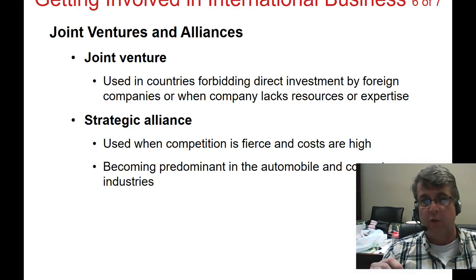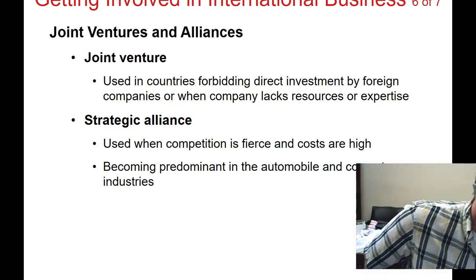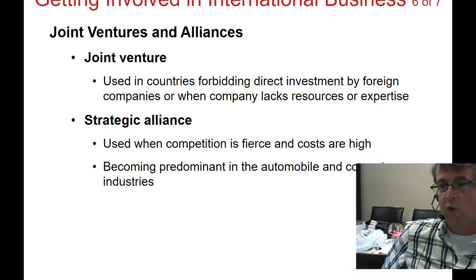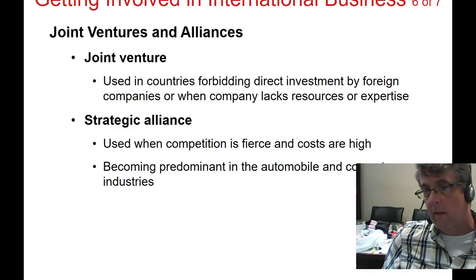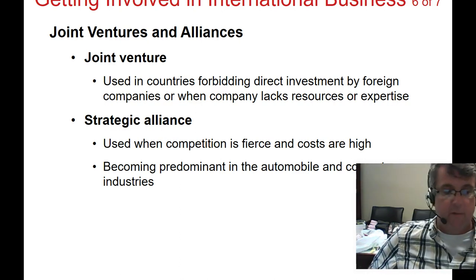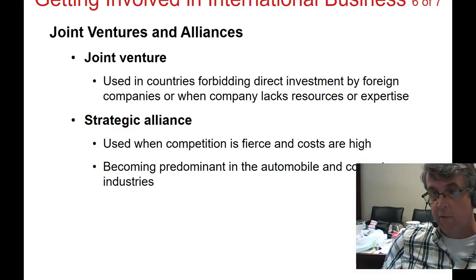Joint ventures and alliances. A joint venture is used in countries forbidding direct investment by foreign companies or when companies lack resources or expertise. In China, when U.S. companies want to go in, they can't just start buying stuff. They oftentimes will have to go in as a joint venture, and a Chinese owner has to own at least 51% of the company. Those types of people are usually the relatives of important Communist Party officials who can sort of grease the wheels so that the company can get in there and get business done and fight the red tape.